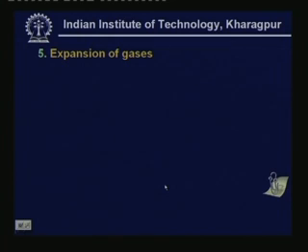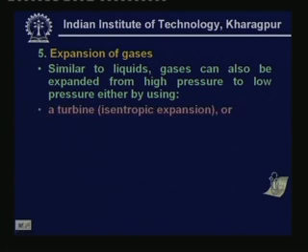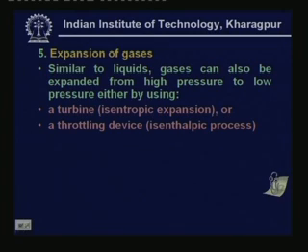Now let us look at the next method of reducing the temperature, that is by using expansion of gases. Now similar to liquids, gases can also be expanded from high pressure to low pressure, either by using a turbine. That means either you can use an isentropic expansion using a turbine and get net work output, or you can also use a throttling device. That means an isenthalpic process. Okay, so just like liquids, you can reduce the pressure either by using a gas turbine or by using a throttling device, right? But there is an important difference.